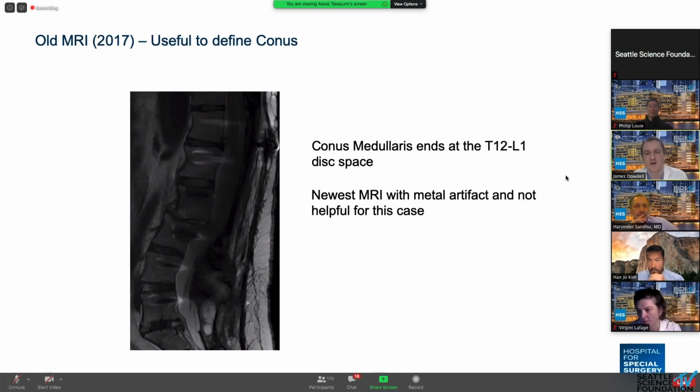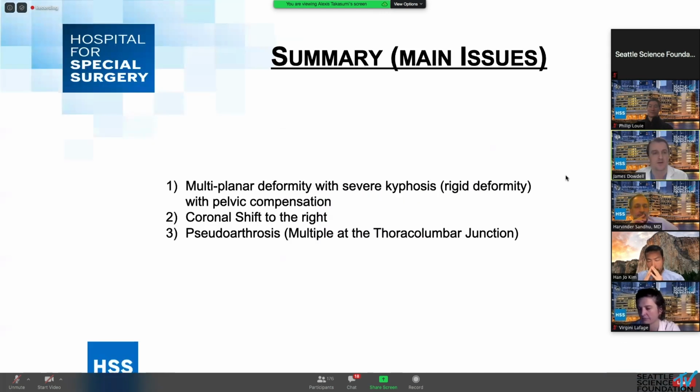This is her old MRI. The only reason I'm including this is to show where the conus is, because it's going to be important when we do our surgical planning. It's at T12, L1. The newest MRI was not helpful. There was a lot of metal artifact that didn't show us much in terms of planning for the case.